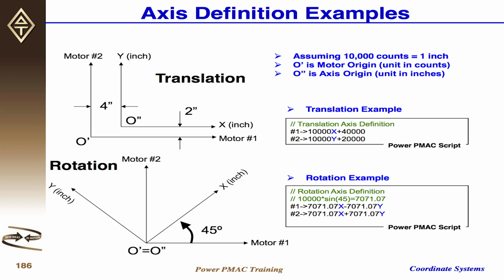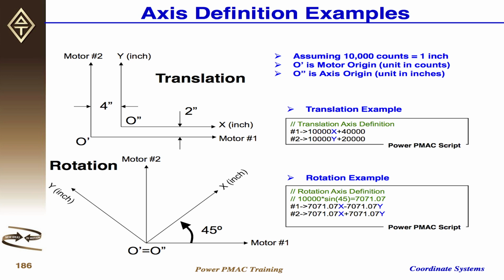For a case like that, you may want to have some script like here on the left side of the screen, where you have #1 goes to 10,000x plus 40,000. 10,000 because we're assuming 10,000 counts per inch, and 40,000 to account for this 4-inch offset. And then motor 2 goes to 10,000y plus 20,000, same 10,000 scale factor to convert between motor units and inches, and 2-inch offset between the 0 value for motor 2 and the 0 value for the y-axis that it's representing. That would be an example of translation and scaling.